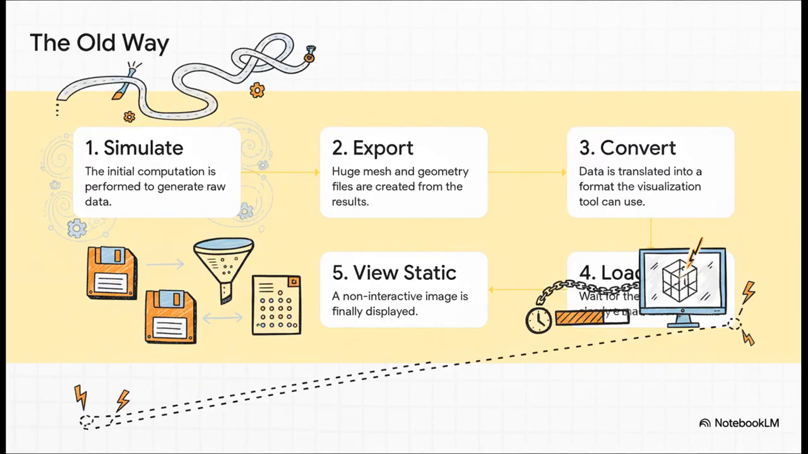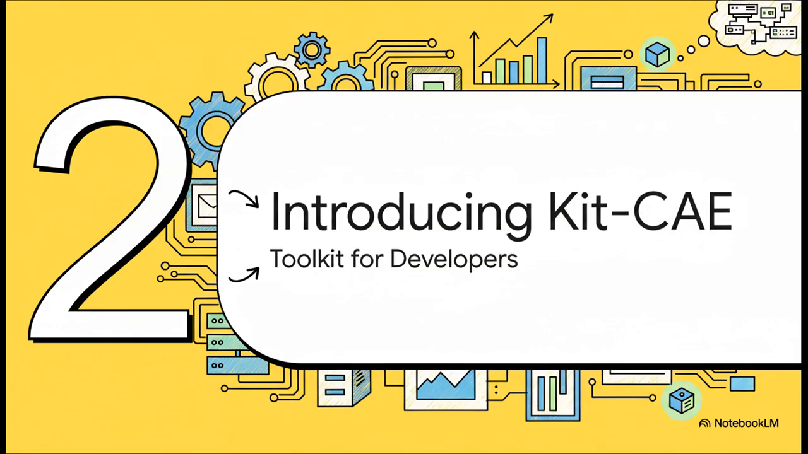And this is why. Look at the old way of doing things. It's this long, painful process. You run the simulation, then you export the geometry, then you have to convert the data format, then you load this massive file, and finally, you get to see a static picture. Just a picture. If you want to change one little thing, well, you're back at step one. It's a total killer for any kind of live interactive exploration. So how do we break out of that cycle?